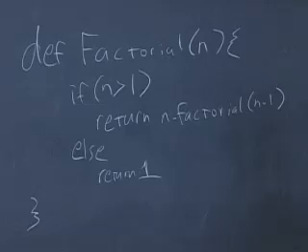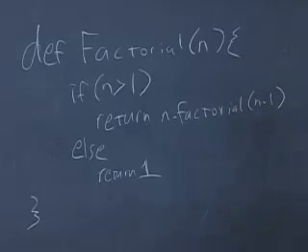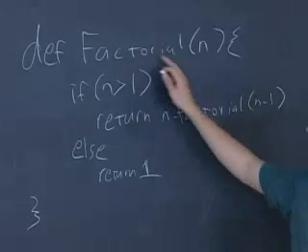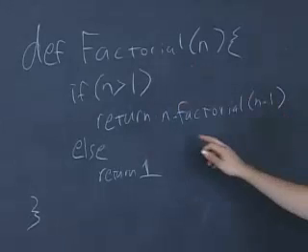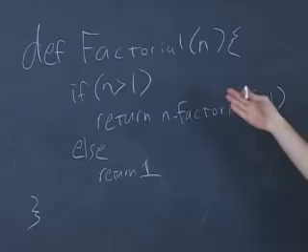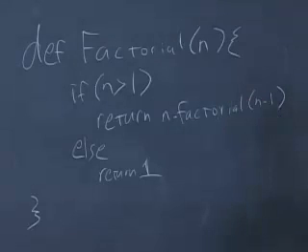So what makes this function recursive is the fact that it calls itself. Factorial is defined as n times factorial of something else. So a recursive function is a function that calls itself.